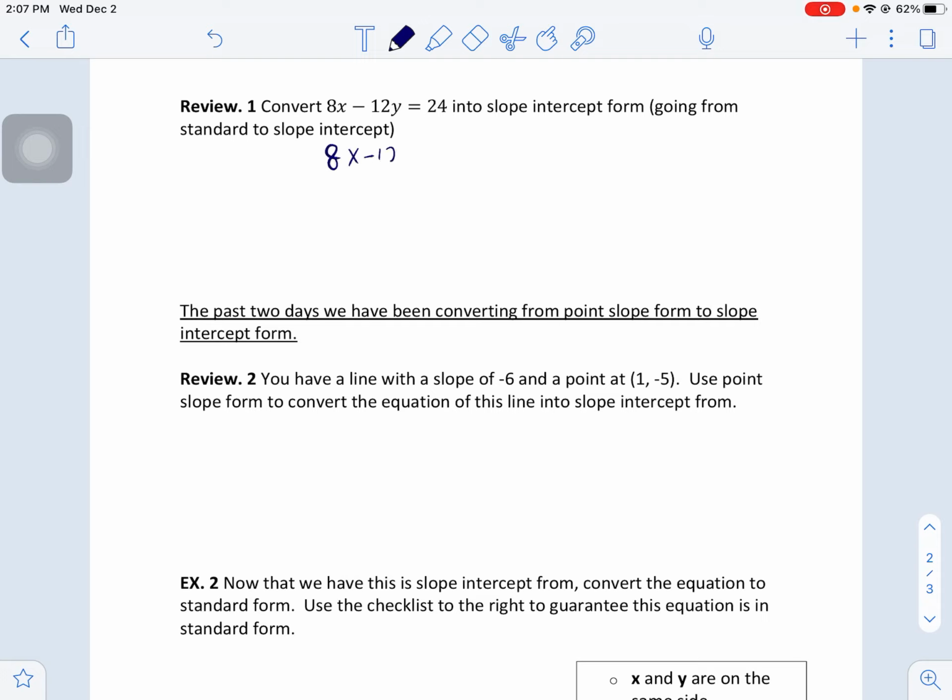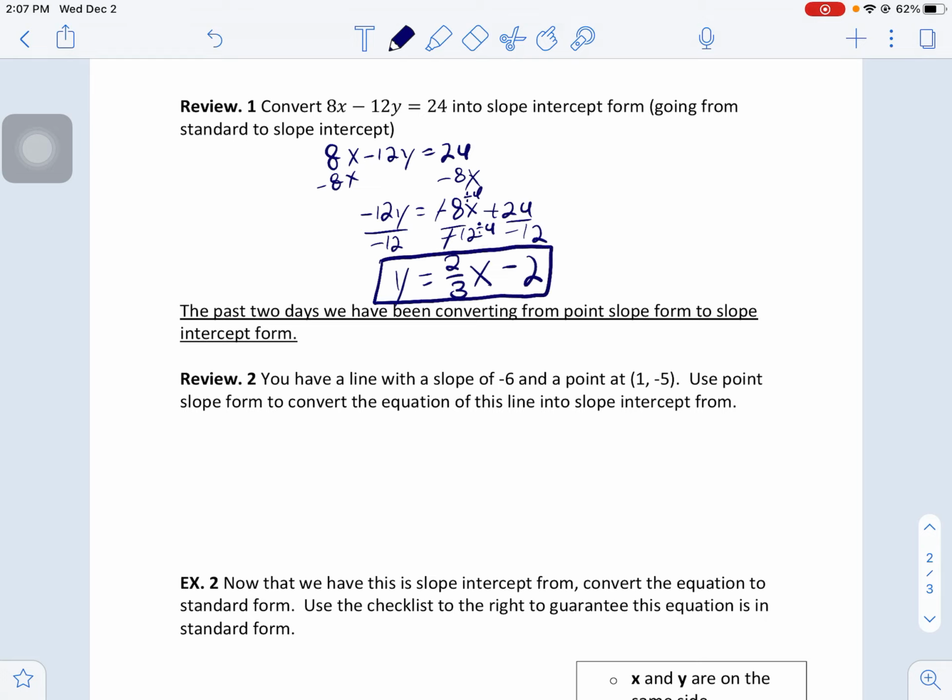So the first thing you want to do is subtract 8x from both sides, because we need to get y by itself. So we're going to go negative 12y is equal to negative 8x plus 24. And then we're going to take everything and divide it by negative 12. And that would get y by itself. The negatives would cancel out, so it's positive. 4 is the biggest number that comes out of 8 and 12, so we can divide both of them by 4, which would give us 2 over 3x. 24 divided by negative 12 would be negative 2. So you get the equation y equals 2/3 x minus 2 when you write this in slope-intercept form.